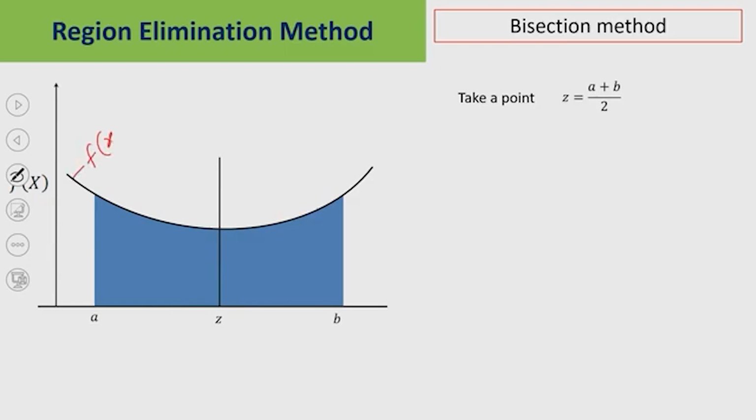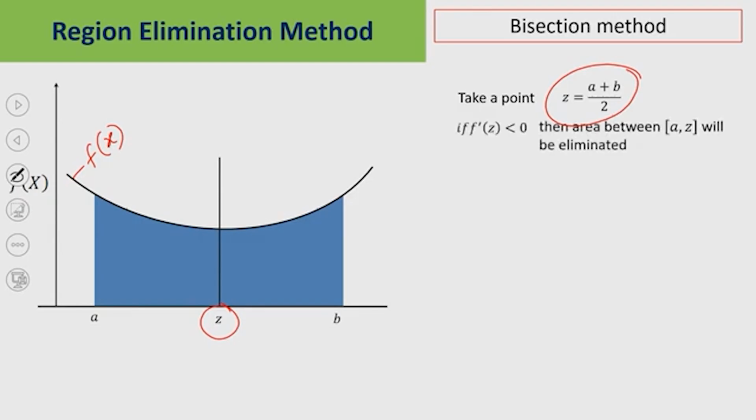Again, f x is a unimodal function, that means there is only one minimum, and the function is continuous between A and B. Now we take a point Z, the midpoint between A and B, so Z equals A plus B by 2. Now we calculate the derivative at Z. So, f dash Z, the derivative at Z, if it is negative, less than 0, then this area will be eliminated, is it not?